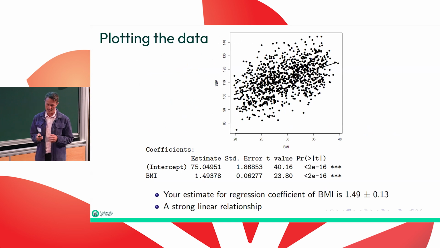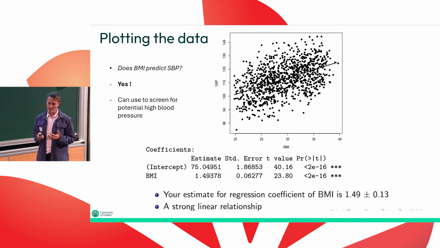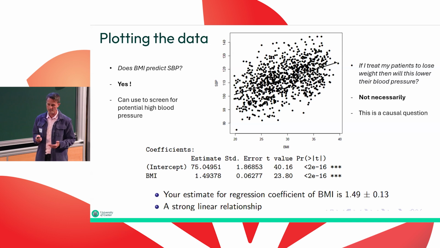So you plot the data and you find that there's a strong linear relationship between increasing BMI and increasing blood pressure. So does BMI predict systolic blood pressure? Absolutely. And that means that we can use someone's BMI as a tool to screen for potential high blood pressure. So we could ask them in an online survey what their BMI was, and then we could invite maybe people with a BMI over a certain level to come forward to have their blood pressure tested, which is a bit more involved. The second question, if I treat my patients to lose weight, then will this lower their blood pressure?